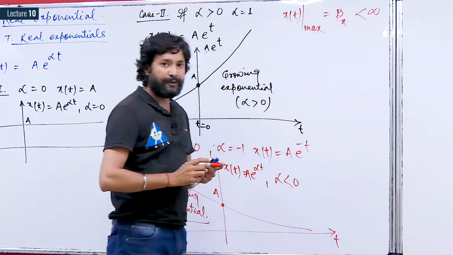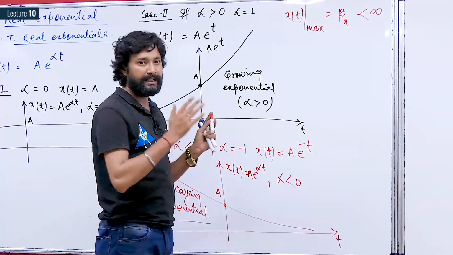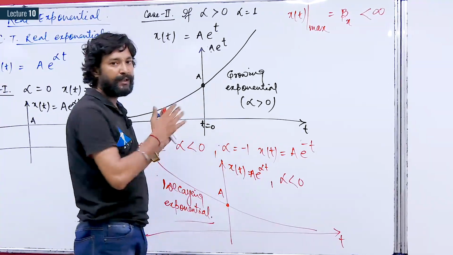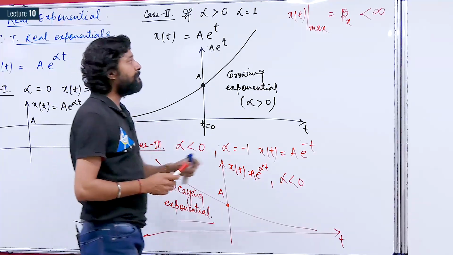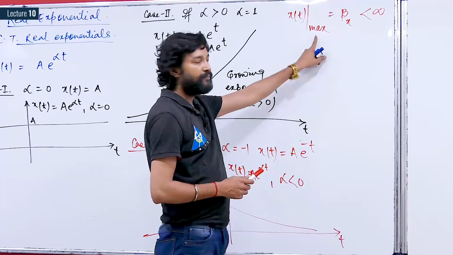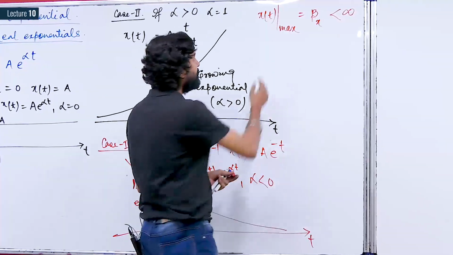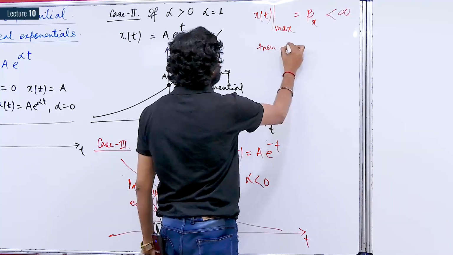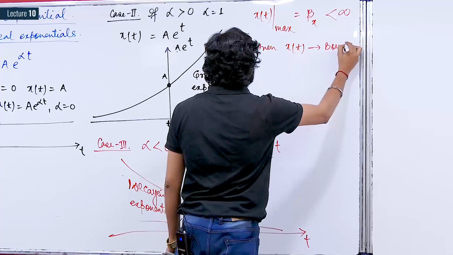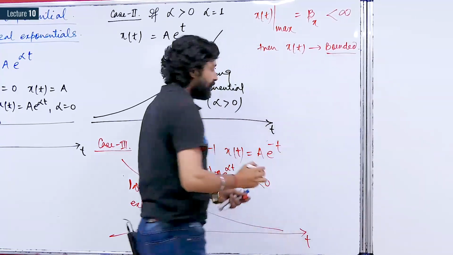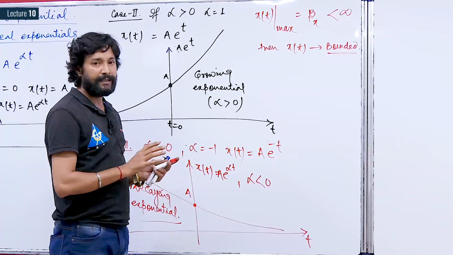The maximum value of the signal, if it exists in the duration minus t1 to plus t1, or from t1 to t2, then in whichever duration it exists, if the maximum value possessed by this signal is less than infinity, then the signal x of t is said to be bounded. Then x of t is said to be a bounded signal. So as you use the word stable in case of a system, similarly you use the word bounded for a signal.